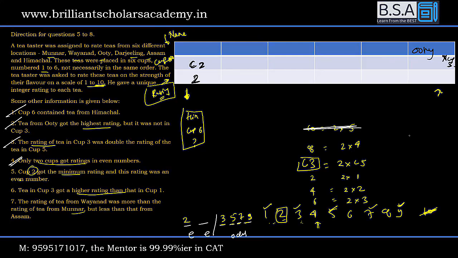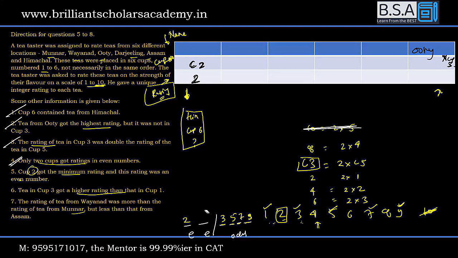See how easily I'm negating cases here. Why should the highest rating be 9? Because 10 cannot be the rating of cup 3. Cup 3 has double the rating of 5. Can any other number come above this? Yes, why not? Why can't this number be 10? Let us hold our horses. Let us not jump to the conclusion. This number could also be 10.